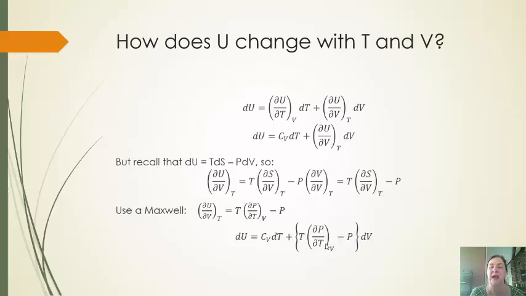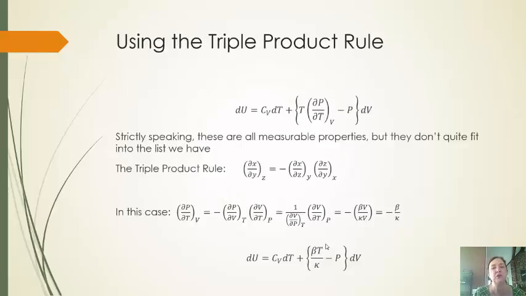And so we need a math tool. The math tool we're going to use is the triple product rule. This is typically derived in a Calculus 3 course or an advanced math course. It is just a consequence of the relationship between partial derivatives of a single function. If I have three variables that are interrelated, x, y, and z, how x changes with y holding z constant is negative dx/dz holding y constant, times dz/dy holding x constant.